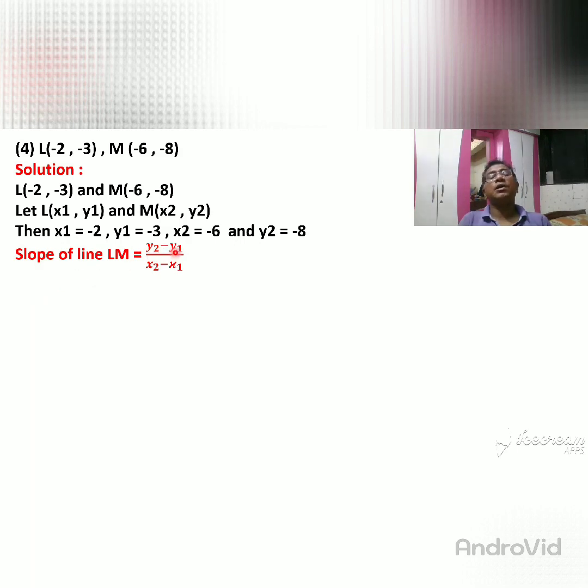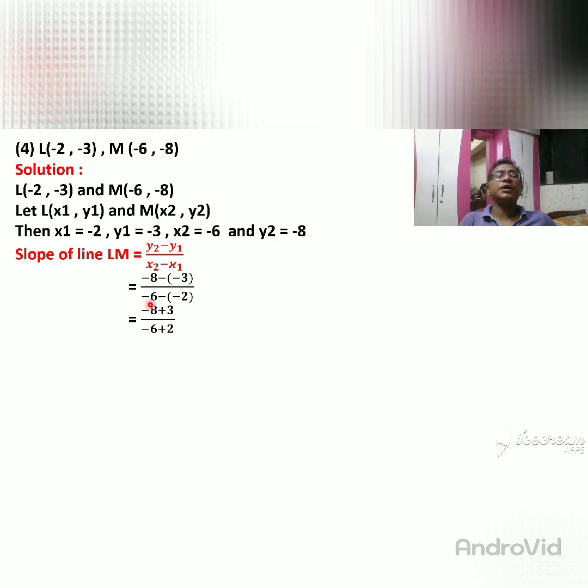y2 minus y1 divided by x2 minus x1. Okay, so the slope of line LM is equal to y2 minus y1 divided by x2 minus x1. So y2 is equal to what? Minus 8. So I write minus 8. Middle term sign negative, so I write negative. y1 is equal to what? Minus 3. So we substitute minus 3. x2 is equal to minus 6, so I write minus 6. Middle term sign negative, so I give negative. x1 is minus 2, so I write minus 2.